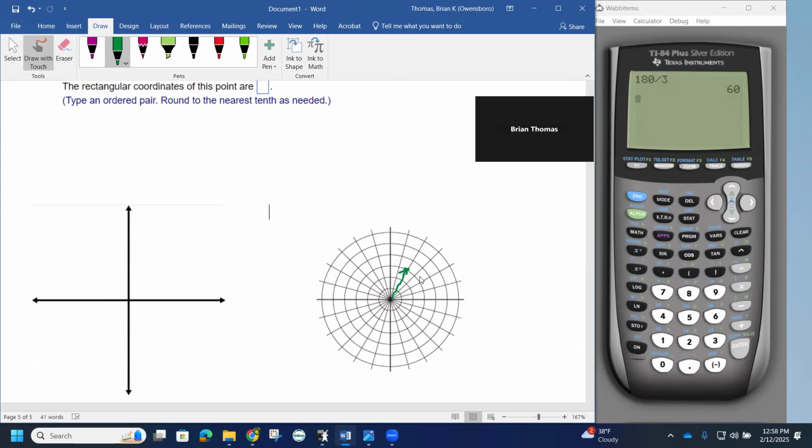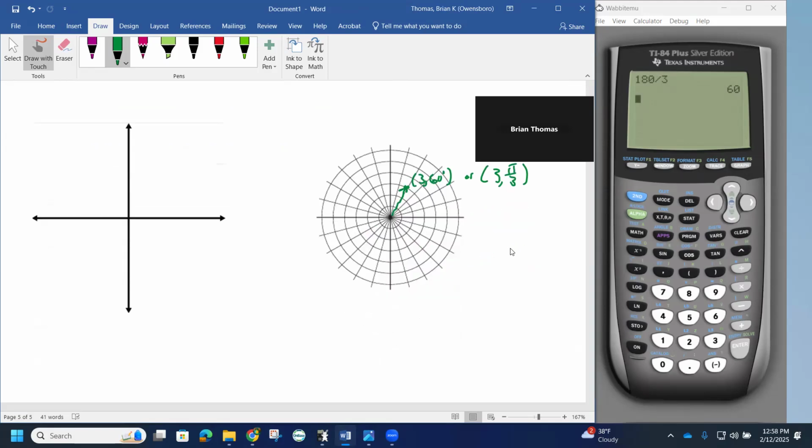So it has a radius of 3 and an angle of 60 degrees, or pi over 3 radians. So a radius of 3, or again magnitude, a length, if you will, and pi over 3 radians. So what I want to do is convert this over to rectangular coordinates. So remember, by definition, I can find the x-coordinate by going r times the cosine of theta, and I can find the y-coordinate by going r times the sine of theta.